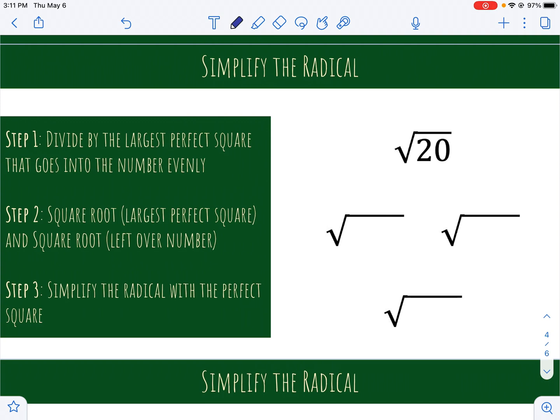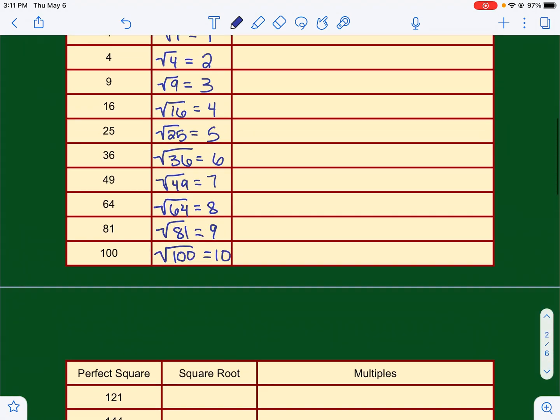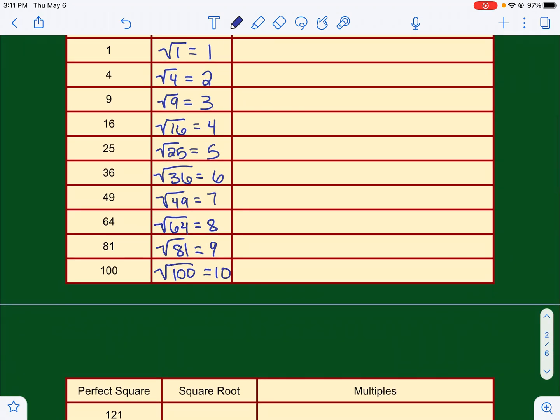What you need to do is always look at your perfect square list. You want to start with the number that is closest to 20. If I look back here, I'm not going to want to start with anything bigger than 20. That means I can eliminate 25, 36, and all those below. So I'm going to start at 16.